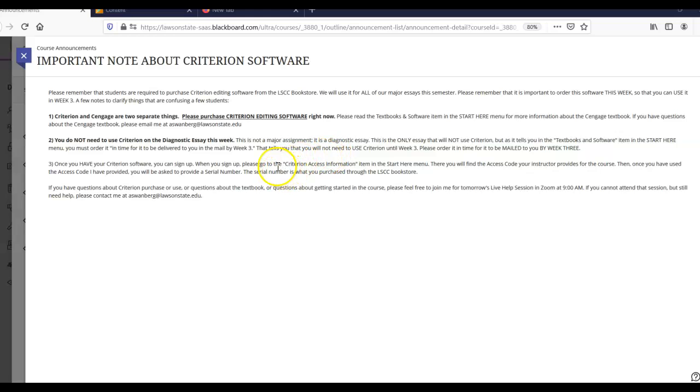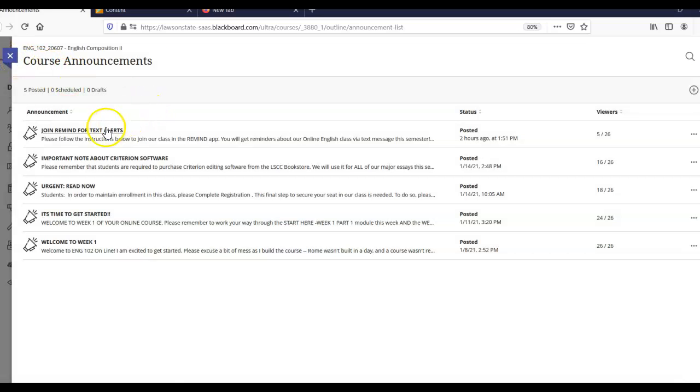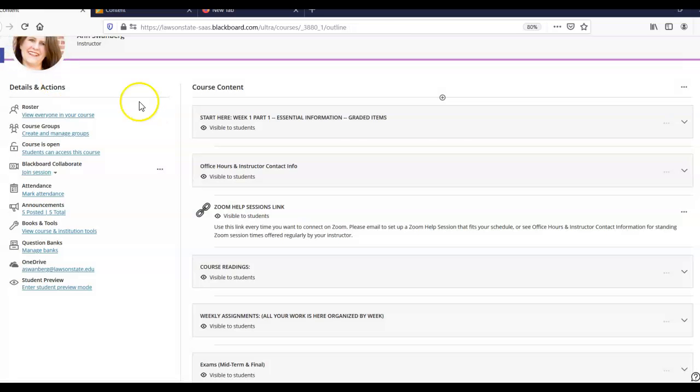Once you have your software, you sign up, you go to the Criterion Access Information button, and the access code is there that I provide, but you have to use the serial number, and that's what you purchased at the bookstore. So make sure that you've looked at that announcement. There's also an announcement here that's asking you to join the Remind app for our class, and there are instructions here for how to do that, and that's also in this week's work.